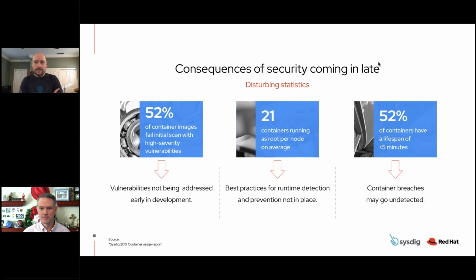The second statistic here: 21 containers running as root per node. Now again, this comes as a default setting when you go and get a container image. It's really great that we can do things like download or pull a MySQL container, but we should be careful about setting our own proper permissions. Otherwise, if you're running as root, obviously there's a chance for escalation and breakout and so on.